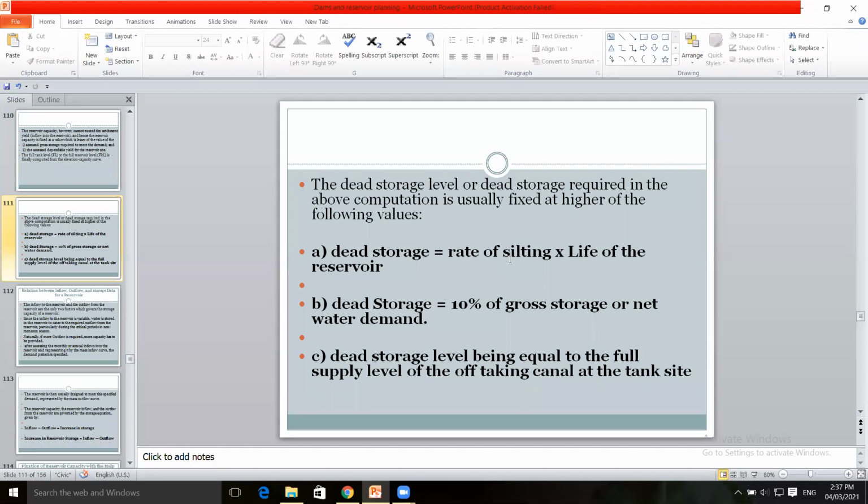By 10% of the gross storage, dead storage considered करायचं, or 10% of the net water demand. म्हणजे net water demand, reservoir losses त्यामध्ये ऍड करून live storage मध्ये ऍड करून तर 10% of that gross storage is taken as dead storage. Then that 10% is added in the live storage to create the gross storage.